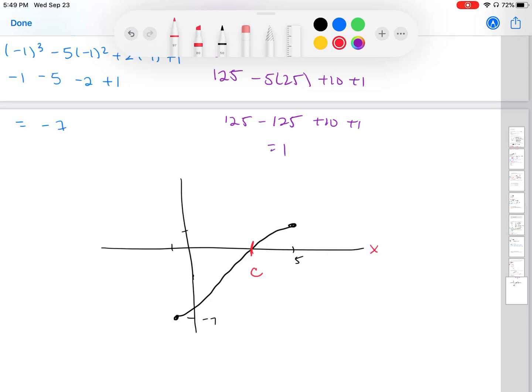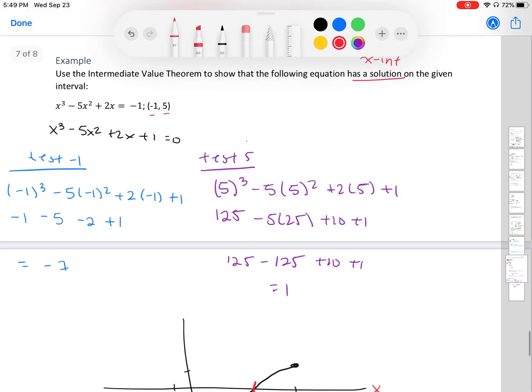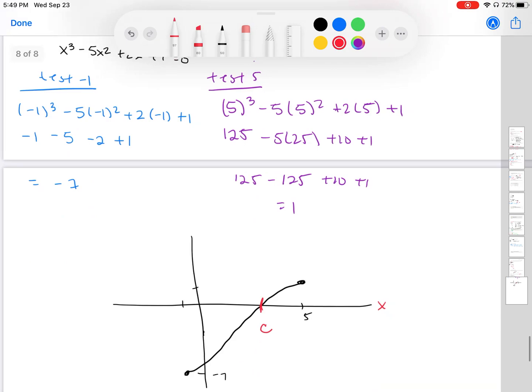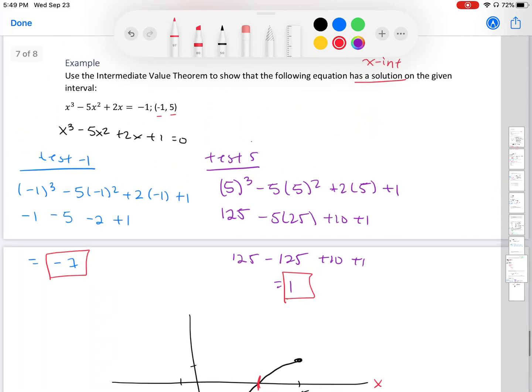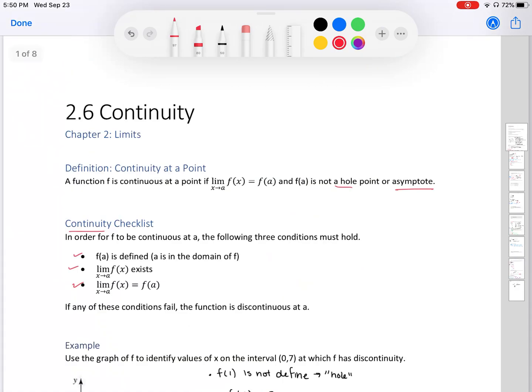In other words, if we're looking for zeros or a solution, it's enough to say that one is positive and one is negative. They're different signs. But we have to be very careful about what it's asking. For this one, it was a solution, so we would be looking for it crossing our x-axis. We're looking for an x-intercept. All right, that was 2.6 continuity.